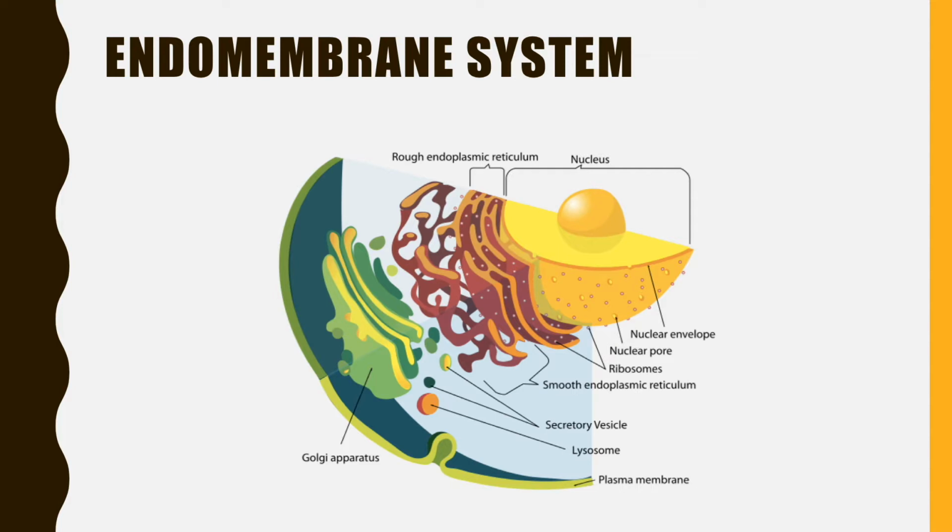The endoplasmic reticulum, smooth and rough, help package proteins and produce lipids. Ribosomes facilitate protein synthesis. Secretory vesicles and lysosomes are involved in waste management and digestion within the cell. The Golgi packages and sends information from the endoplasmic reticulum to the other parts of the cell, and the plasma membrane regulates molecules entering and leaving the cell.